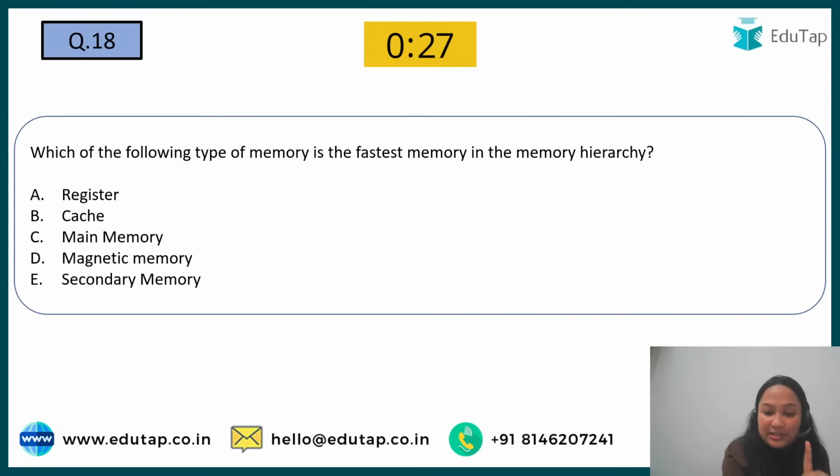So the correct answer will be option number A. Register is the correct answer. After register, the cache memory. After cache memory, there is main memory. After main memory, the magnetic memory and secondary memory.